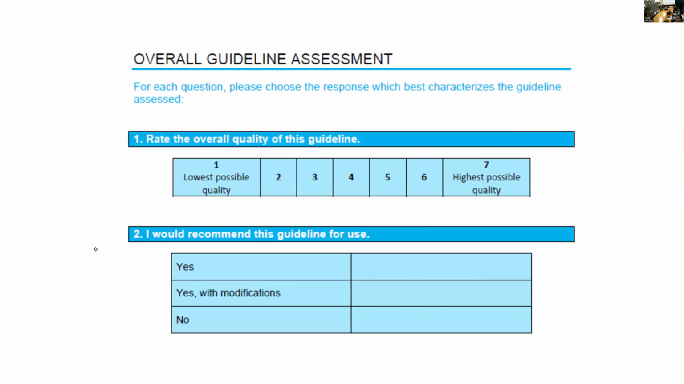So the overall guideline assessment, I had given a 5. I had done the total score. I had taken a mean, basically the total score divided by the number of questions, 23, which had come to 5.2. So I had given a 5. So would I recommend this guideline for use? Yes, with modifications.